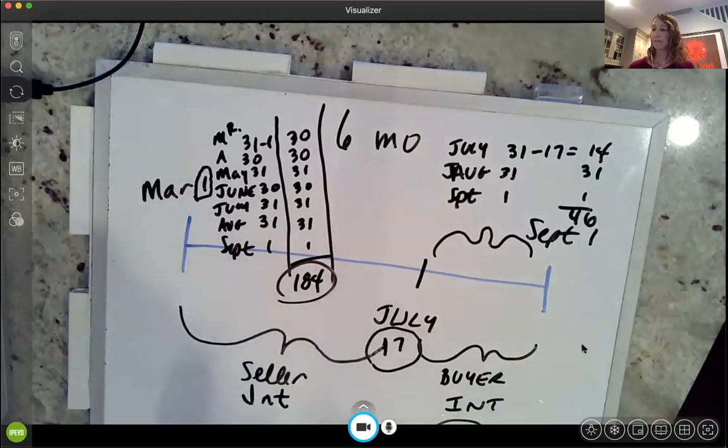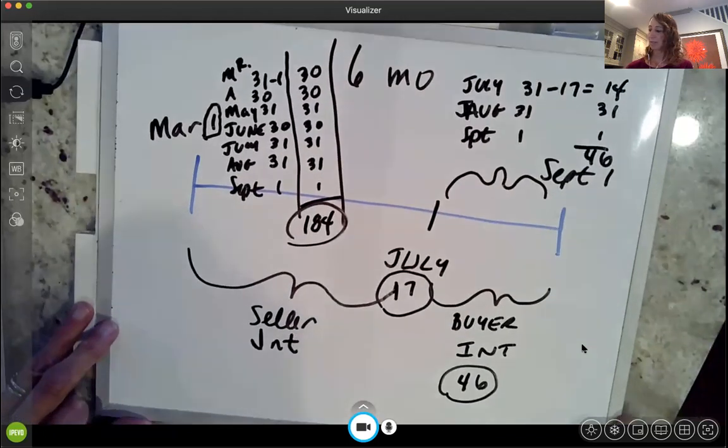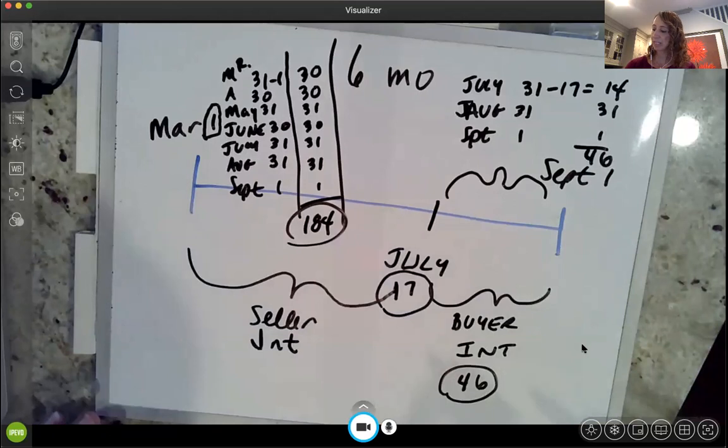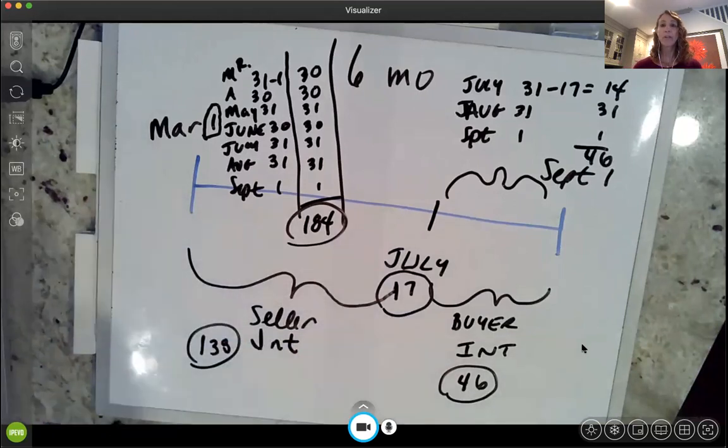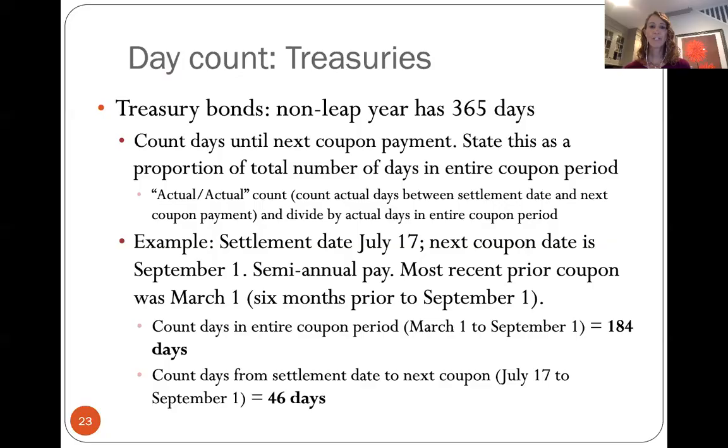There are 184 days total, and so I can subtract 184 minus 46, and I'm going to get 138 days for this partial period. And we're going to use this information when we calculate present value, and then also when we calculate the price of each of the cash flows for the bond. So going back, for treasuries, that's how we do it.